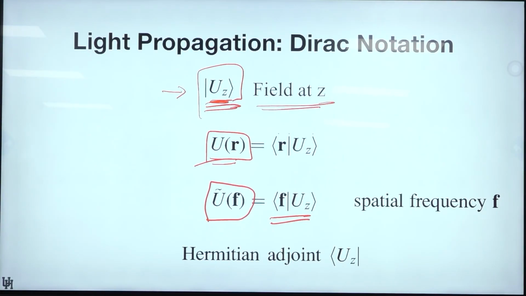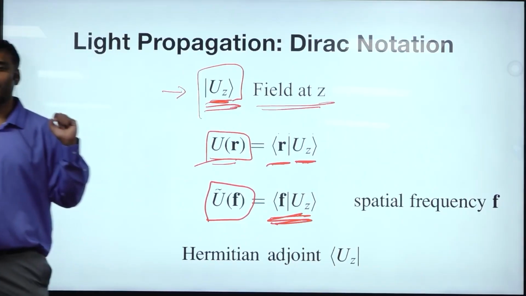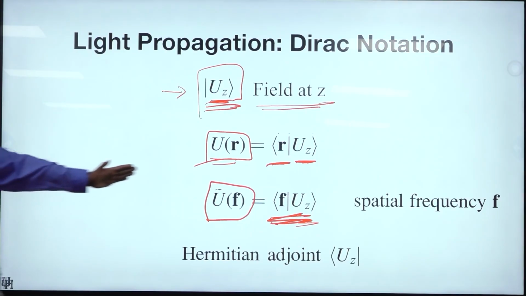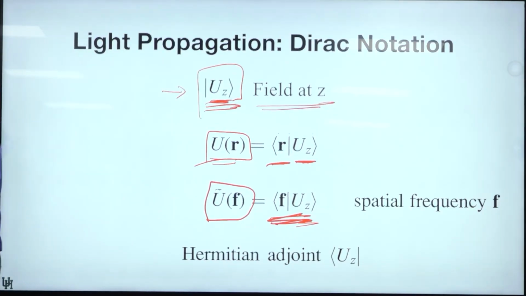So you take the field and project it on the r coordinate system. Take the field, project it on the f coordinate system, and you will get the field in the Fourier domain, whatever the field is. In the spatial domain, or any domain, you can get the field. That's one of the advantages of using f as the spatial frequency domain.